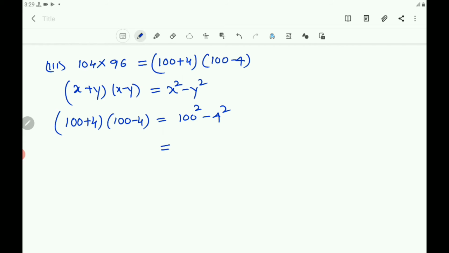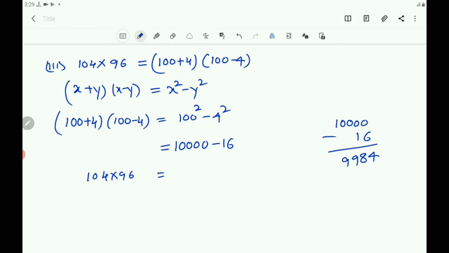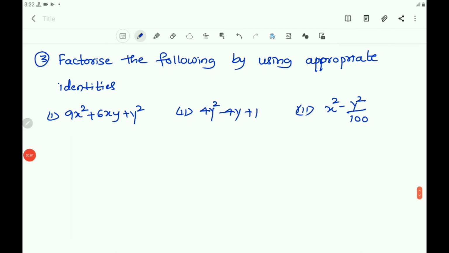So 100 square, that is 10,000, 100 into 100, minus 4 square is 16, 4 into 4. You subtract 16 from 10,000. 10 minus 6 is 4. 9 minus 1 is 8. Then 9 is remaining. So 104 into 96 equals what? 9,984.